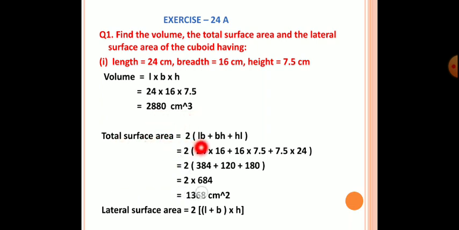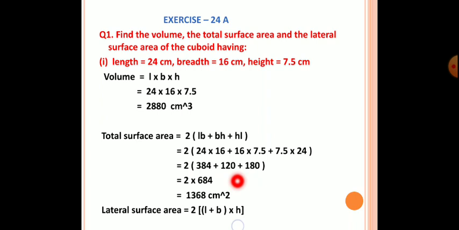Total surface area is equal to 2 into length into breadth plus breadth into height plus height into length. So 2 into 24 into 16 plus 16 into 7.5 plus 7.5 into 24. In the next step, 24 multiplied by 16 is 384, plus 16 multiplied by 7.5 is 120, plus 7.5 multiplied by 24 is 180. Adding all, 384 plus 120 plus 180 is 684. So 2 multiplied by 684 is 1368 centimeter square.